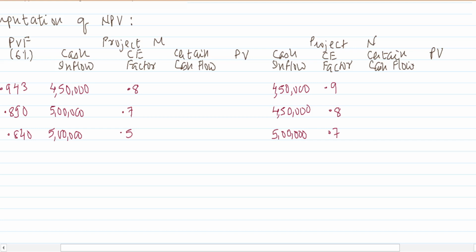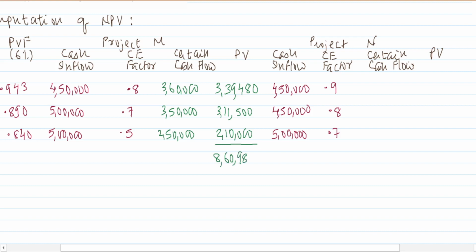So let's solve. For project M, 4,50,000 into 0.8. So 3,60,000, and then discount it at 0.943. So 339,480. 5 lakhs into 0.7, so that is 3,50,000. Discount at 0.89. 3,11,500. This is 2,50,000. Discount at 0.840. 2,10,000. Total is 860,980. That's the sigma PVCI less sigma PVCO. The project is costing 8,50,000. Difference is the NPV, 10,980.